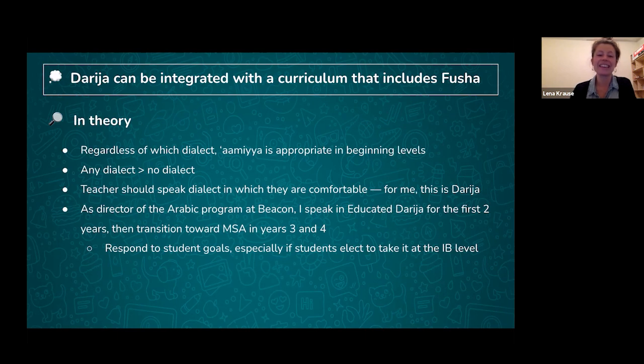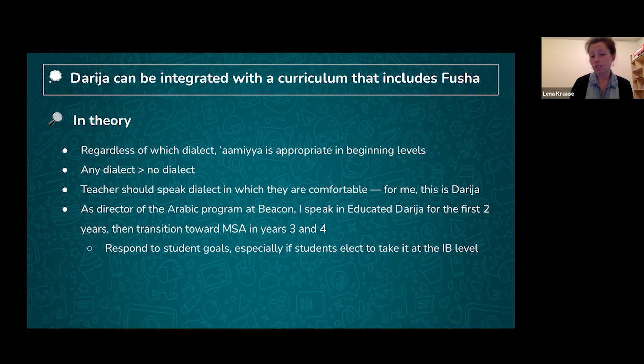So in that sense, any dialect is better than no dialect, because an awareness of dialects will prepare a student. I mean, if they're my student and they're learning Maghrebi today and travel to Jordan later, it is still better than not having any exposure to dialect.